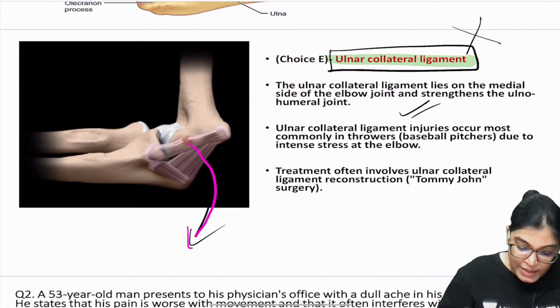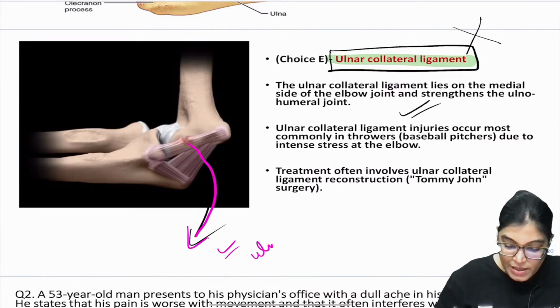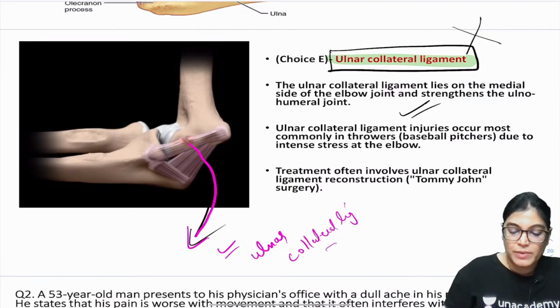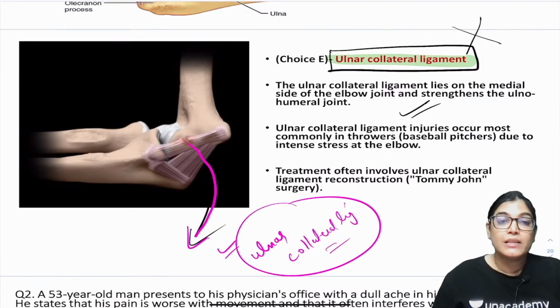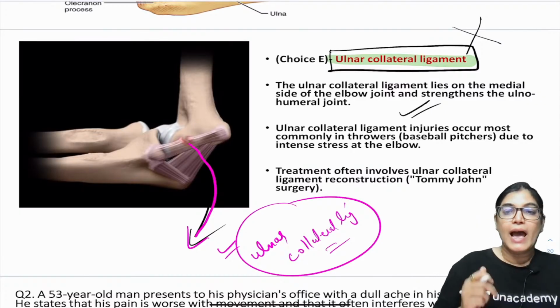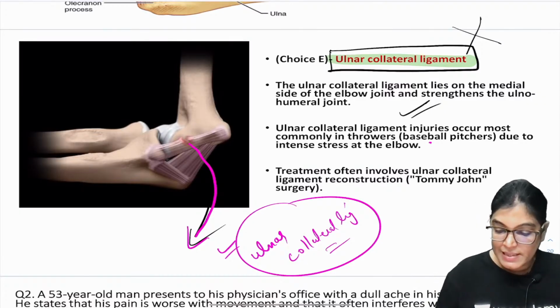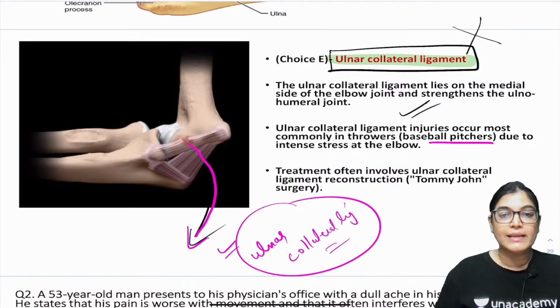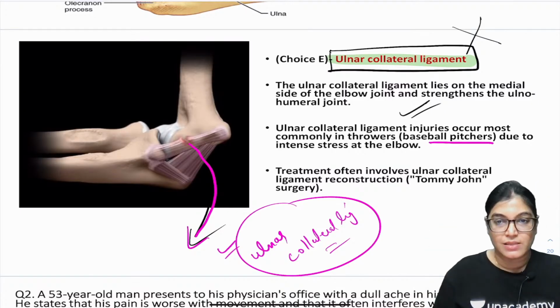In this case, what you can see is that the ulnar collateral ligament is injured. When the ulnar collateral ligament is injured, it is mainly seen not only in children. The age presented in the MCQ was not correlating to it. Actually the injury is more commonly seen in baseball players, and it is due to intense stress.